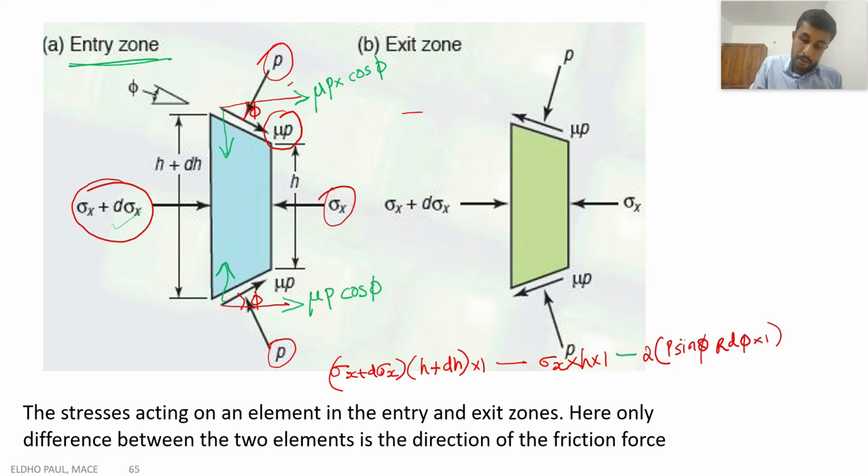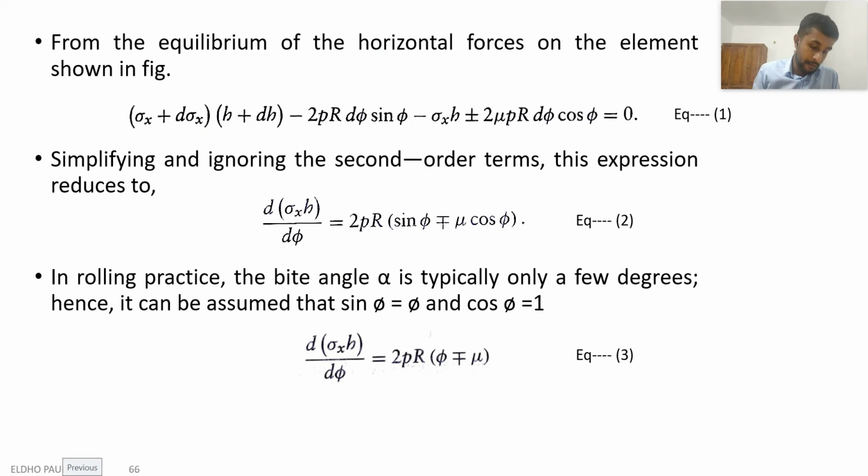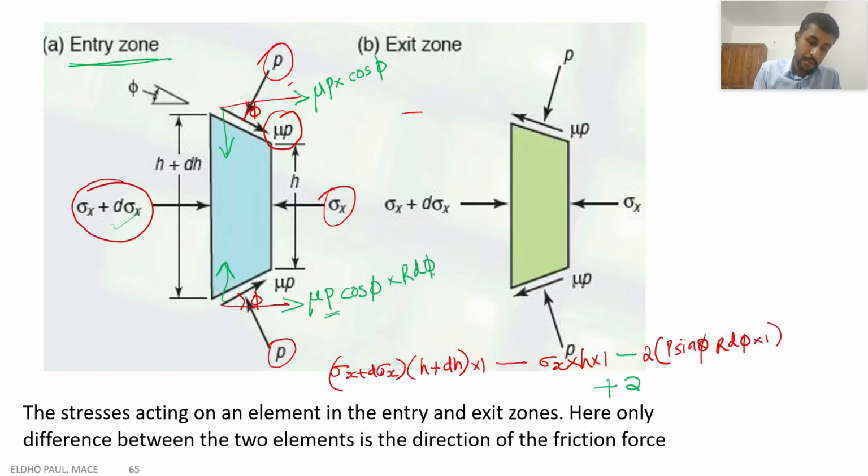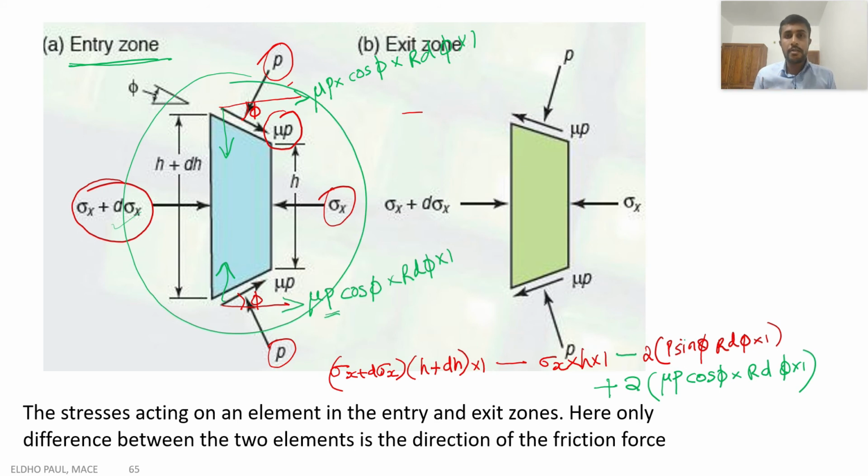So we give positive, so plus 2 into, and one more thing is that here the P term is pressure, not force. So we need to convert this P into force by multiplying with the area. The area is again r d phi into 1, similar to the previous case. So we can give 2 into mu P cos phi r d phi into 1. So this element is in equilibrium. So the sum of all the forces in the horizontal direction will be 0.